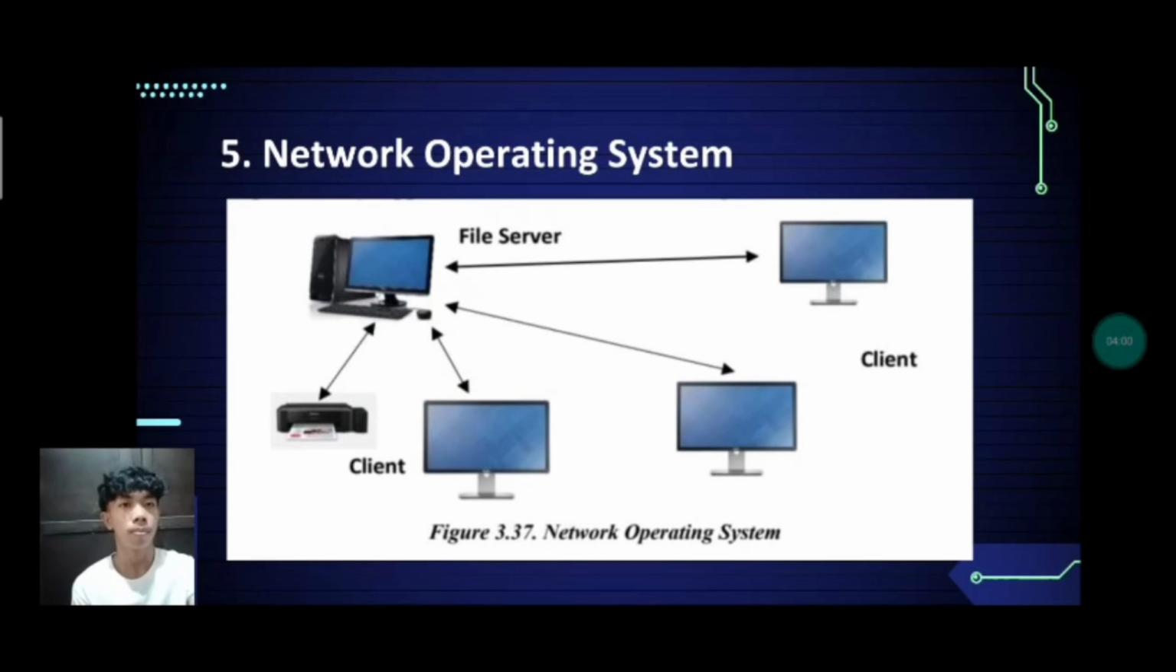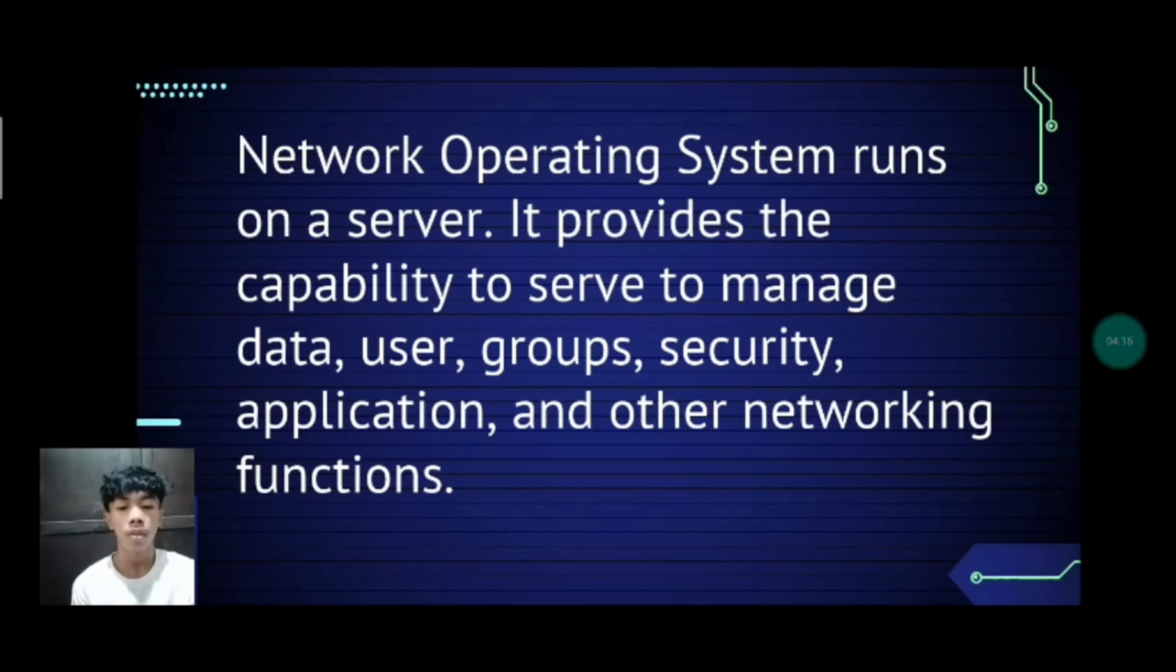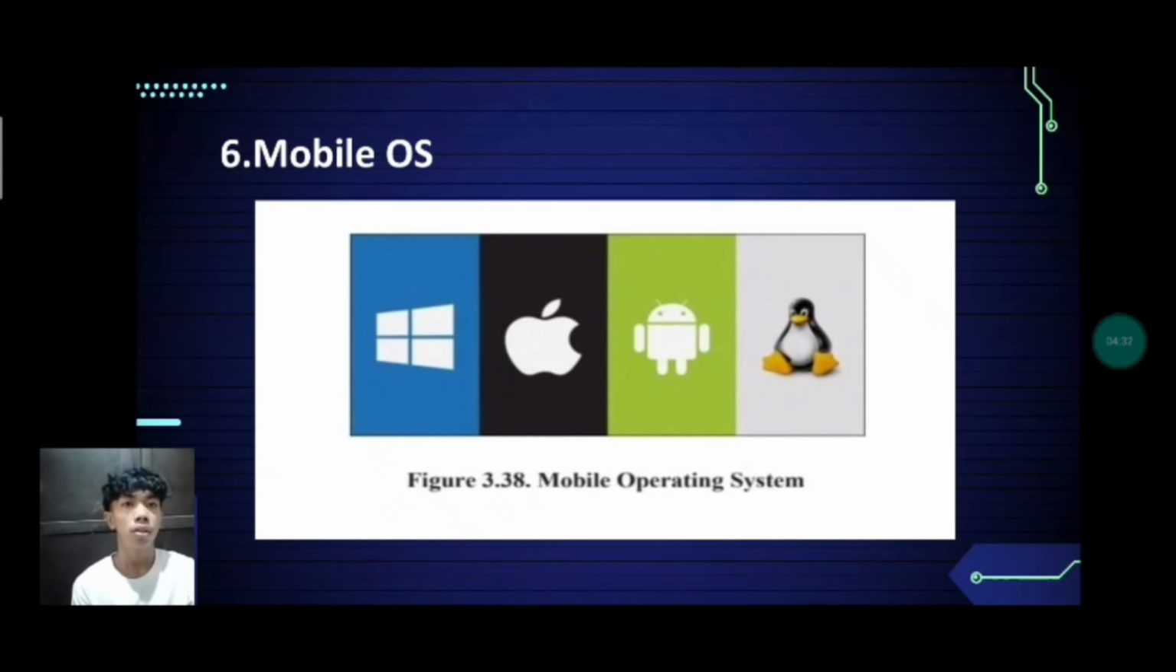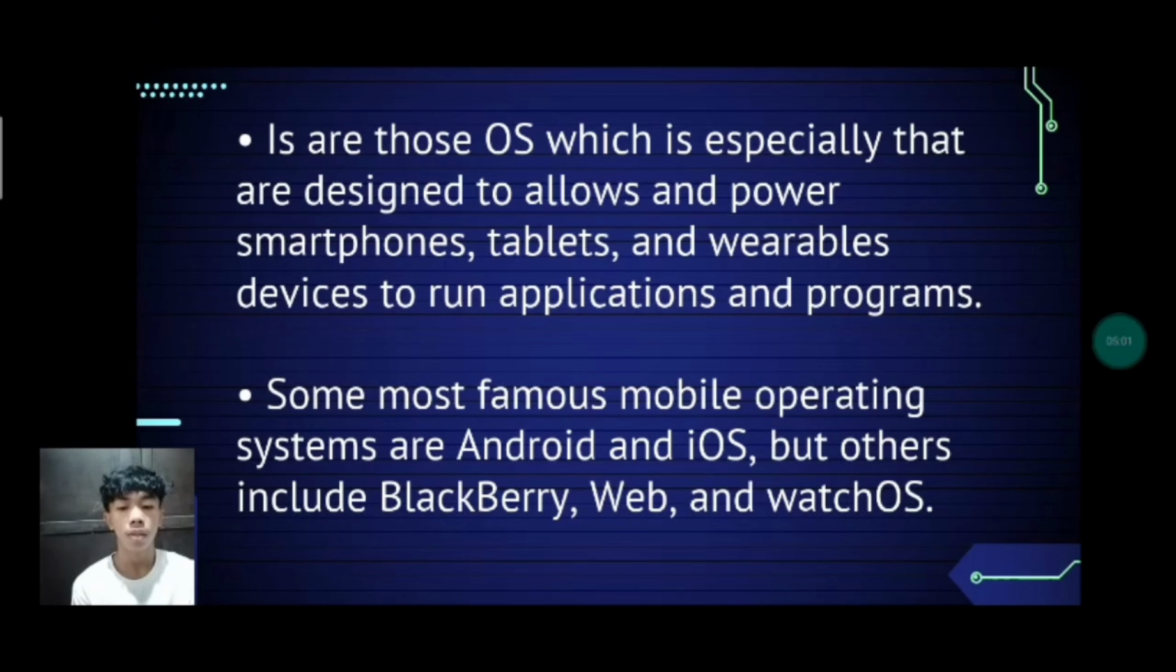Network operating system. Network operating system is software that manages and controls network resources and services, facilitating communication, data sharing, and resource access among interconnected devices. Mobile OS or Mobile Operating System. Mobile operating system is a specialized software platform designed to run on smartphones and tablets, providing essential functions and support and a user interface tailored for mobile devices.